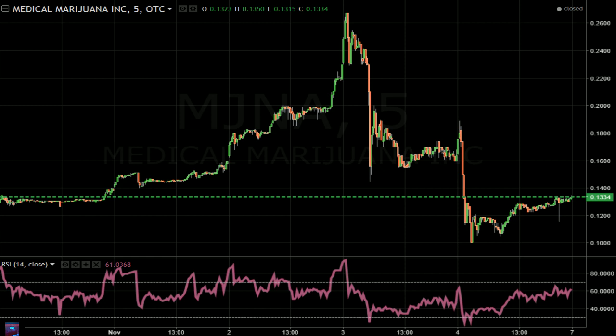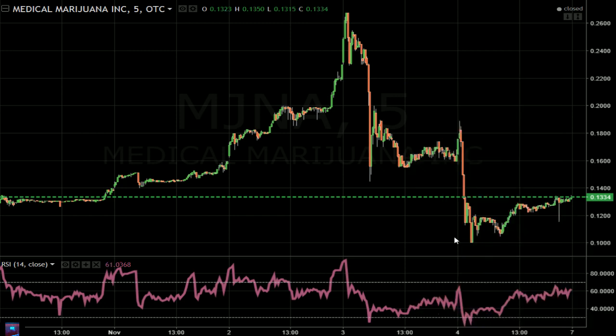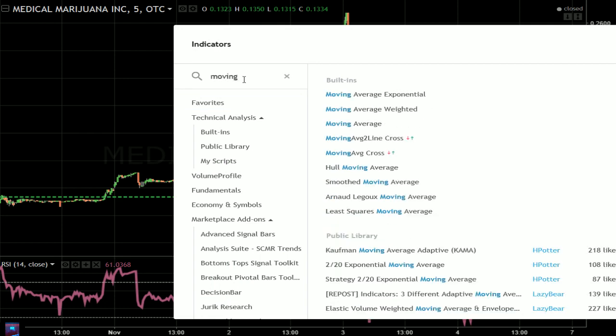So I'm going to go ahead and show you his Do It indicator. I'm using tradingview.com. It is available free, and there's a pro version as well. So let's get that started here. Right click, insert indicator. And obviously we're going to go to moving average. We're going to use the regular basic moving average here. I'm going to click that twice.